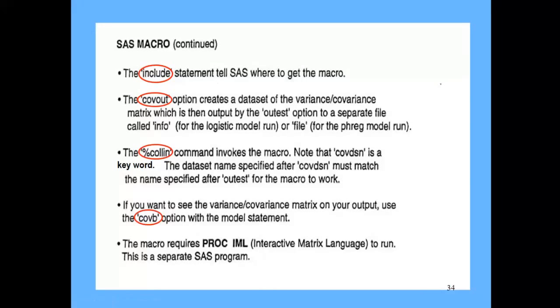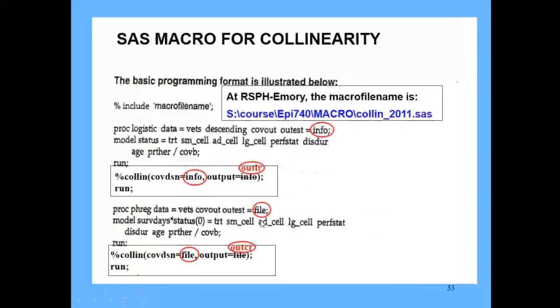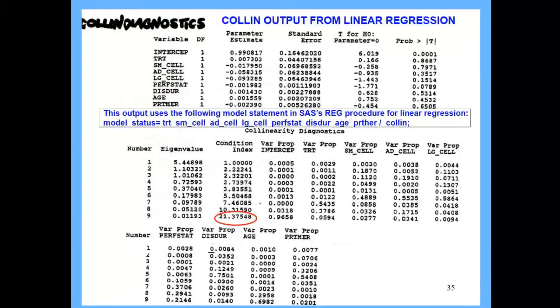And if you want to see the variance covariance matrix on your output, you use COVB, C-O-V-B. I've got it in both places. That'll give you the variance covariance matrix, but most of you won't care what that looks like. If you want to just get the collinearity diagnostics, you don't need that. But that's what you can put in. So let's look at the output.